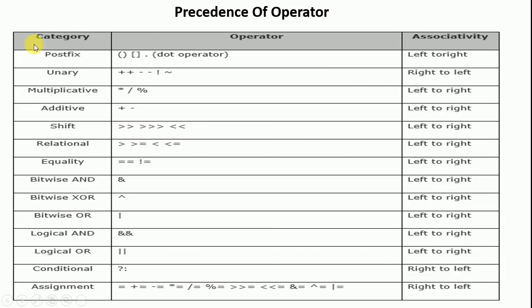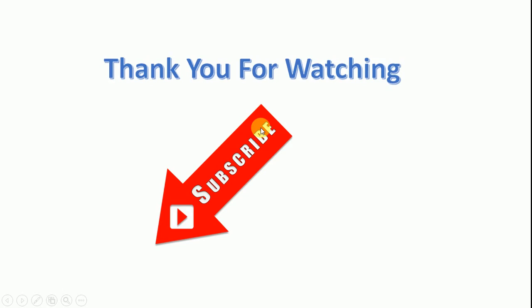This is the category: postfix, unary, multiplicative, additive, shift. These all are the operators that I have told you, and how they actually work. Their associativity is from left to right or right to left. See the things, so just read this. This was all about the operators.